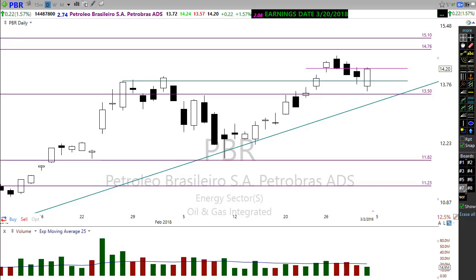Does that make sense? And if I get up into there and it still looks strong, I'll let that continue to run. I'll just continue to manage that stop loss.